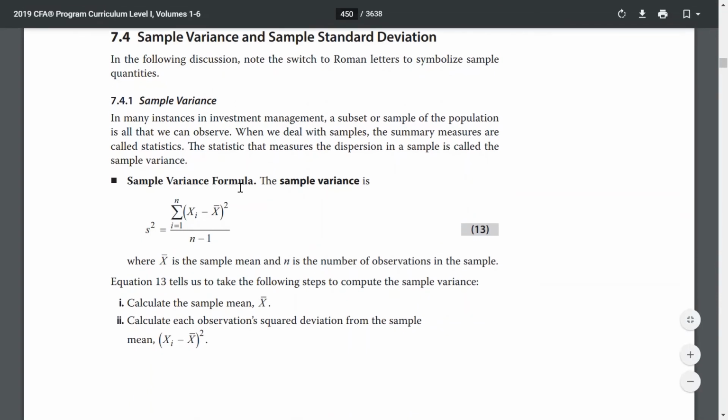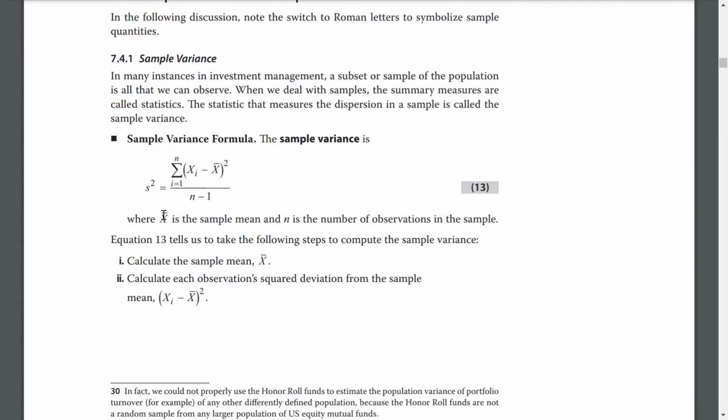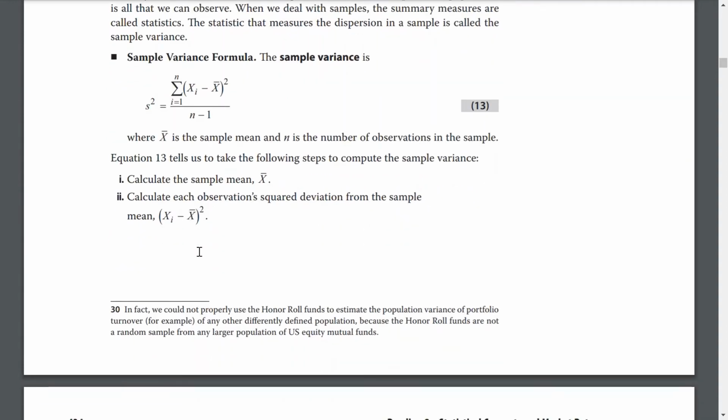7.4, the sample variance and sample standard deviation. In the following discussion, we switch to Roman letters to symbolize sample quantities. In many instances in investment management, a subset or sample of a population is all that we can observe. When we deal with samples, the summary measures are called statistics. The statistic that measures dispersion in a sample is called the sample variance. Sample variance formula: where X bar is the sample mean and n is the number of observations in the sample.